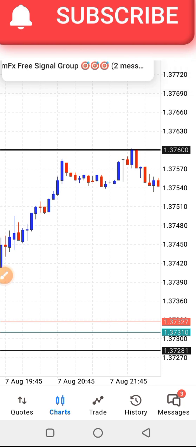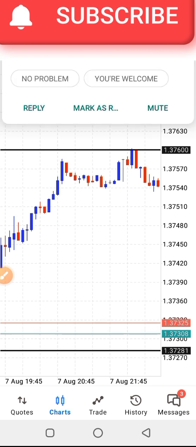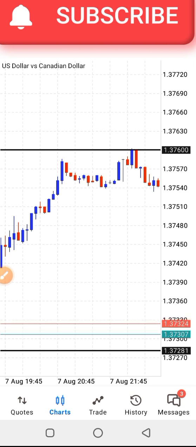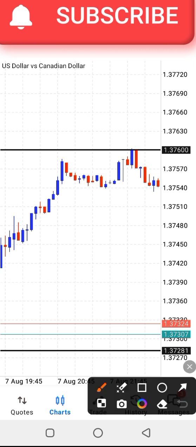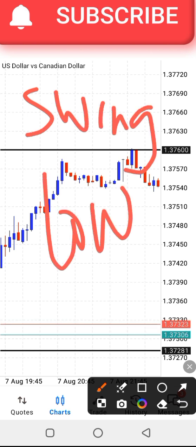Most persons think liquidity rests only above equal highs and equal lows. That's not correct. Liquidity rests in those areas, but that's not the only place where liquidity rests. I'm going to be showing you the different areas where liquidity rests, so you can have an idea of where liquidity really is. The very first one is swing low. Anywhere you have a swing low or a swing high, just know that liquidity is there.